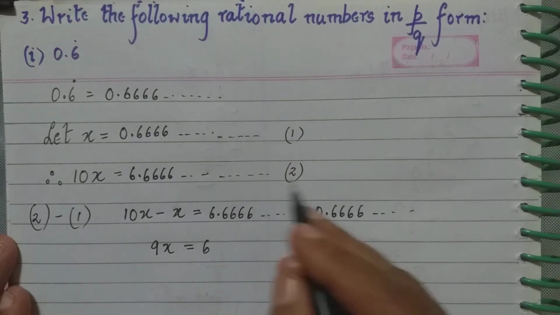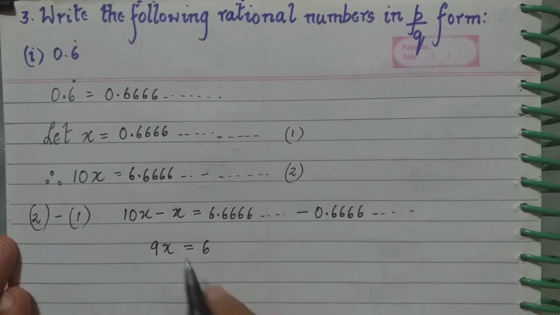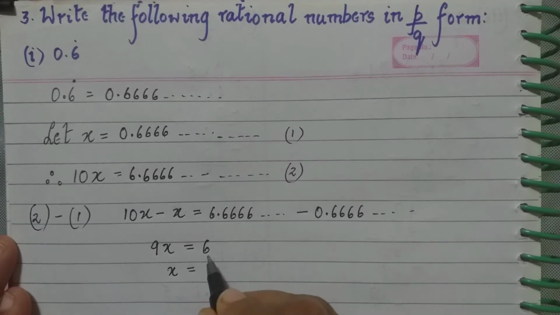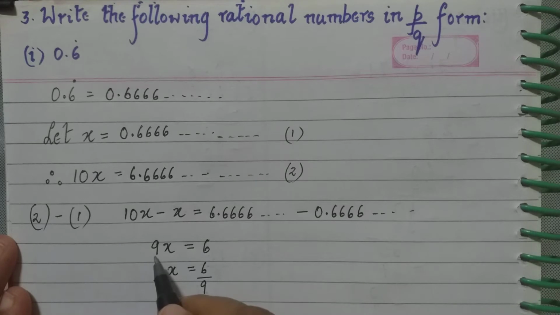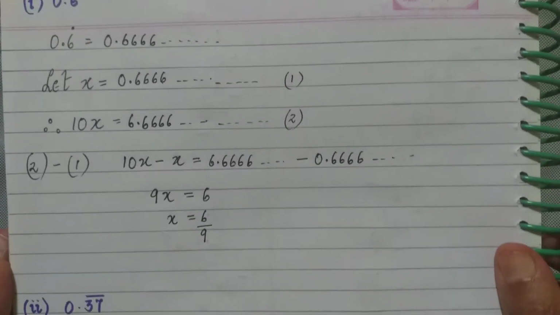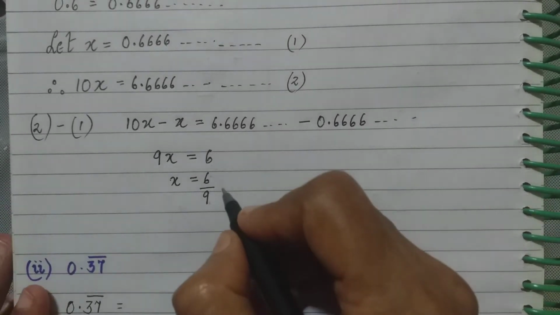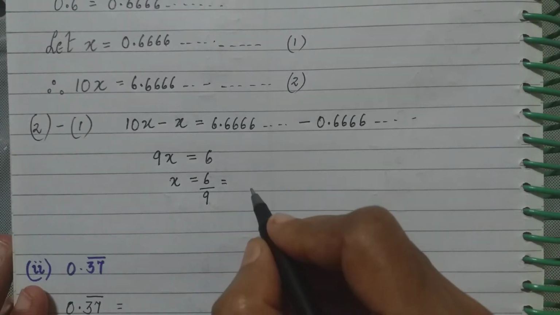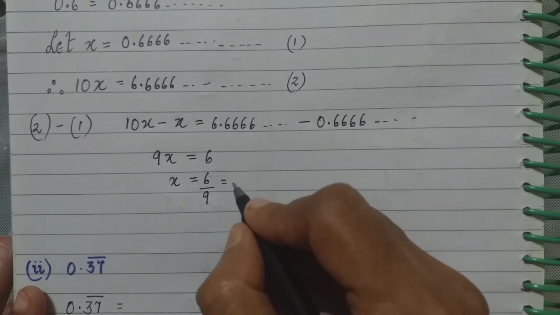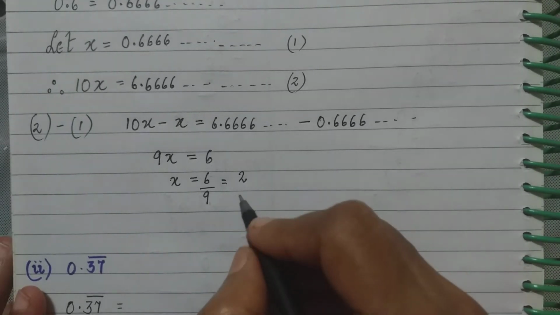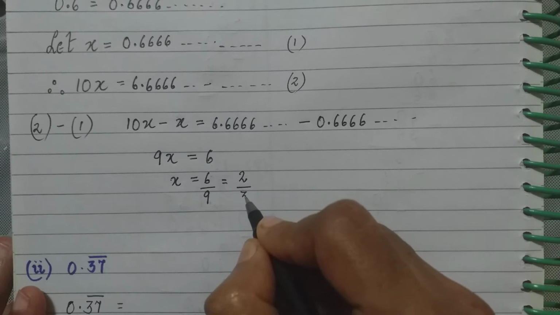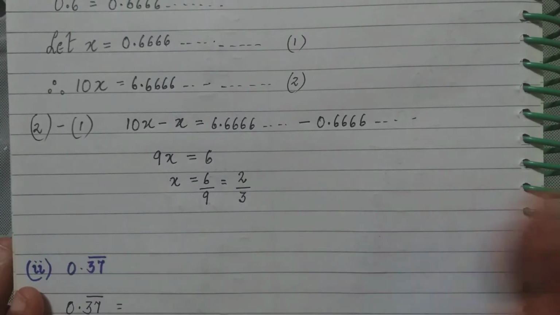So after the decimal point, that part goes off. Now what is left? Therefore 9x is equal to 6. 9 when we take to the other side, it will divide. What is multiplying here divides on the other side. So 6 upon 9. So x is equal to 6 upon 9. If I want to simplify this further, 3 goes in 6 2 times, 3 goes in 9 3 times. So x is equal to 2 upon 3.